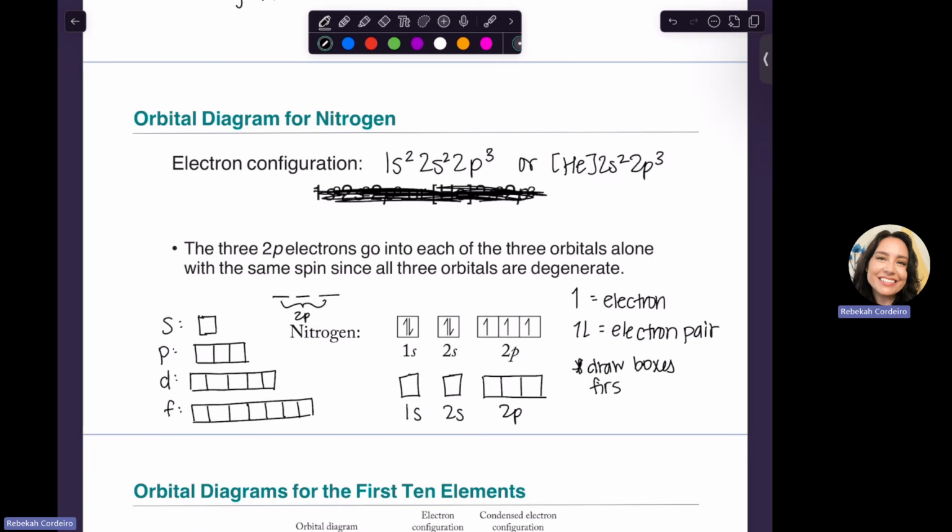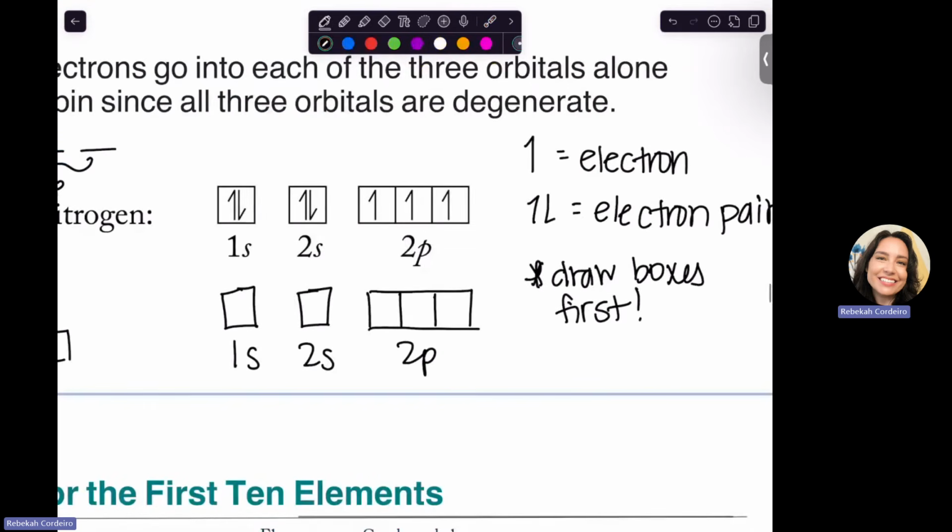First, look at your electron configuration. We know we need a 1s, a 2s, and a 2p. Ignoring the number of electrons, draw your boxes. Now place your electrons in. As we place the electrons in, we're going to start with the lowest energy first and fill it up. So the lowest energy is 1s.